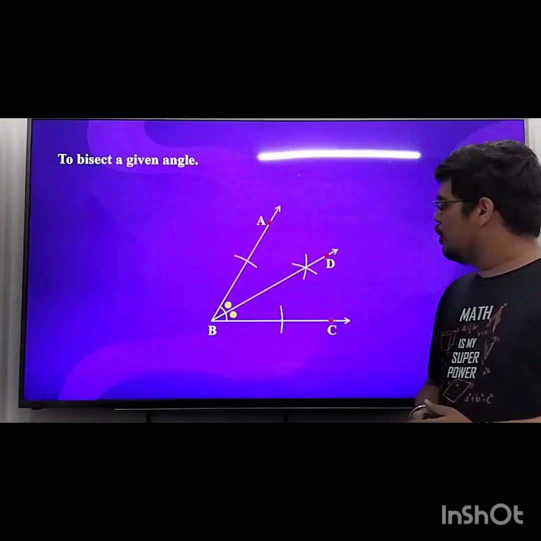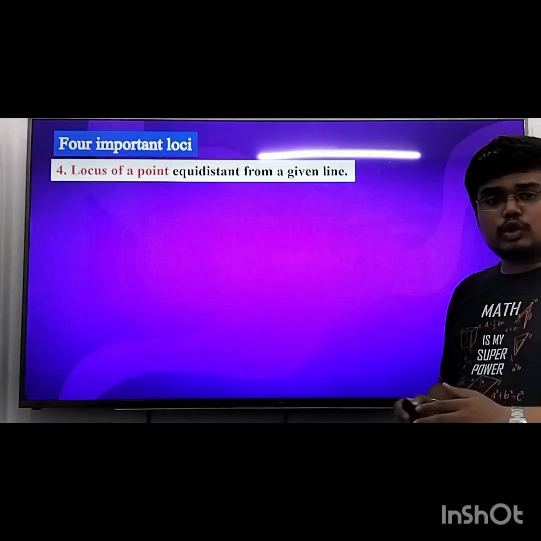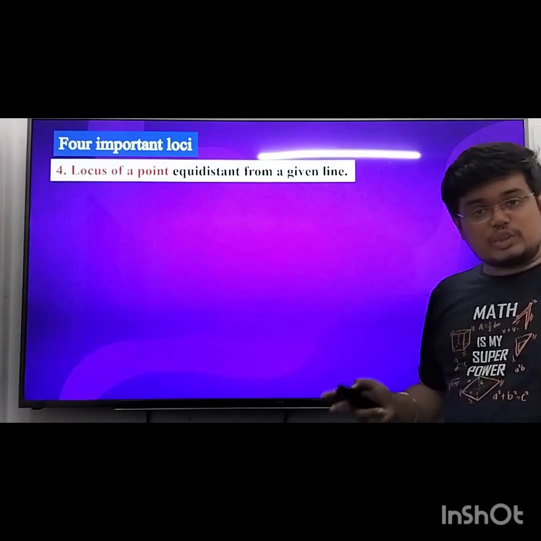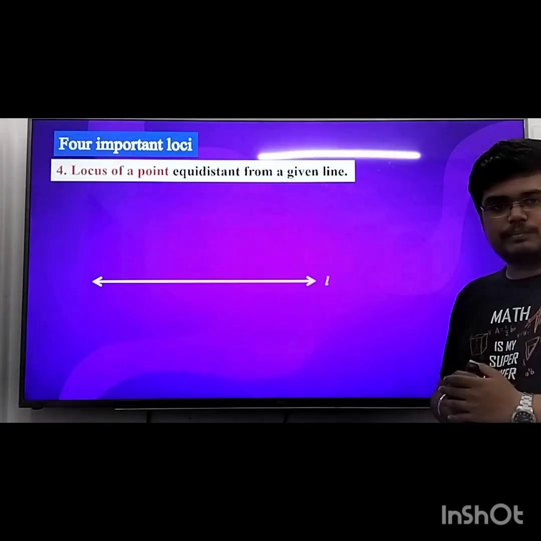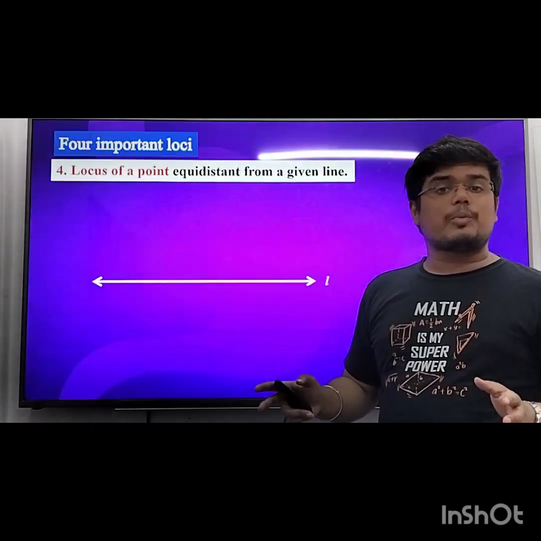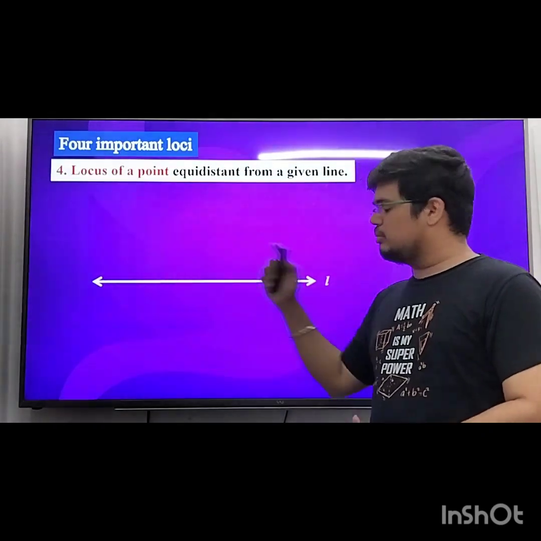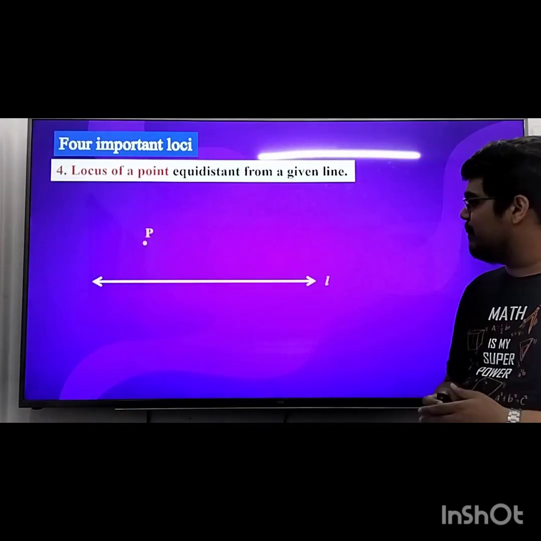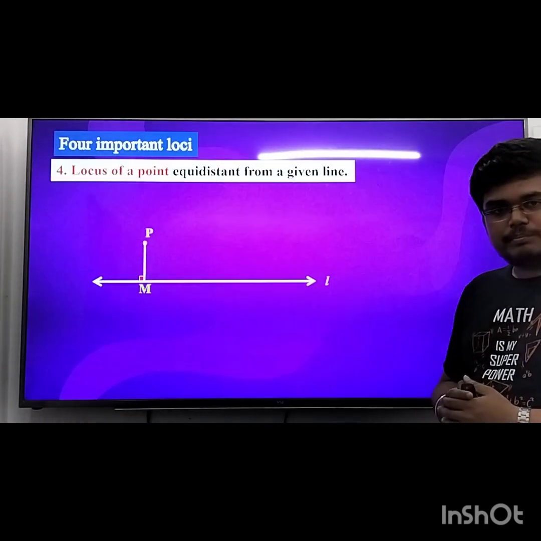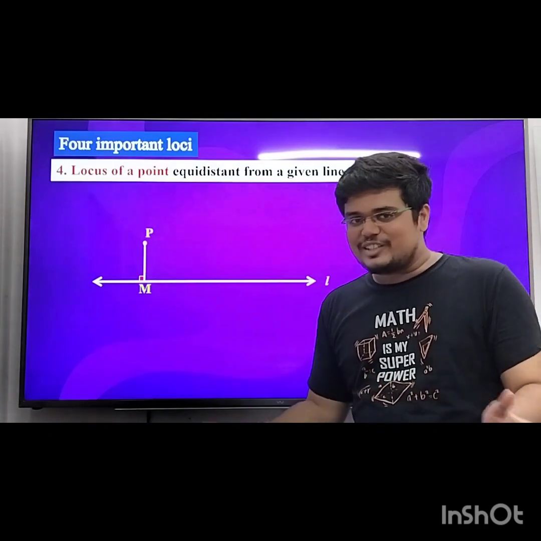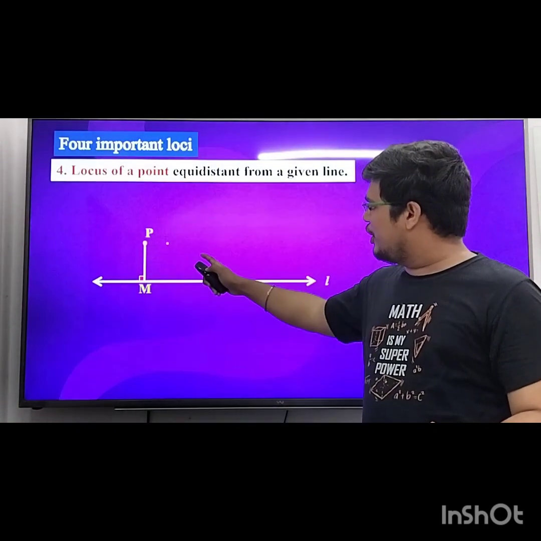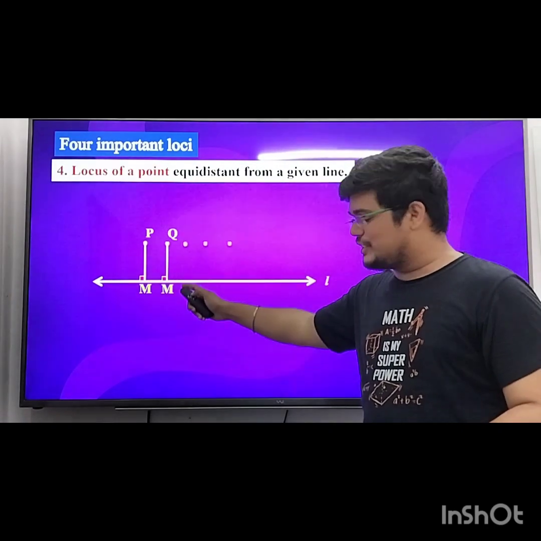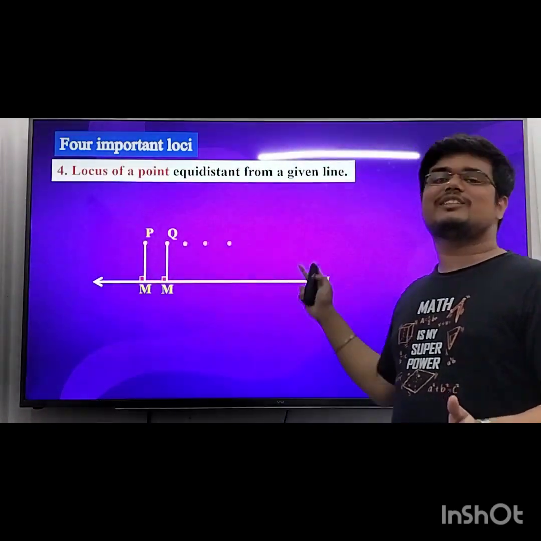Further, let's proceed to the fourth locus. The fourth locus is the locus of points which are equidistant from a given line. So this time a line will be given to us. Length will be given to us. We are talking about points which are at equal distance from this line. Let's consider a point which is at a distance of 2 cm from this line. Do you understand, students? There will be infinite such points possible. We can have another point Q which is at 2 cm distance. We can have another point R which is at 2 cm distance, and we have infinite such points.